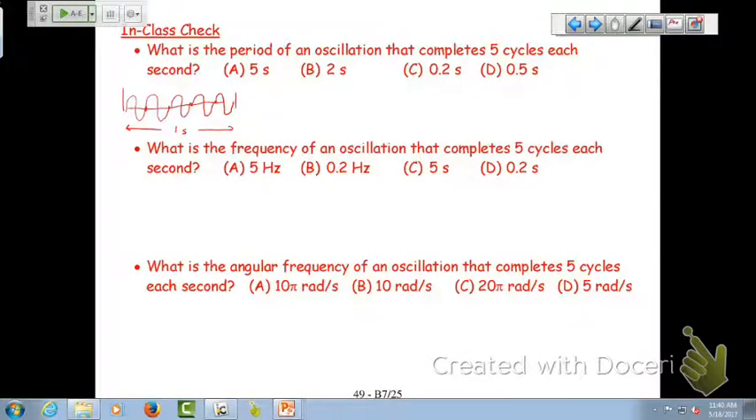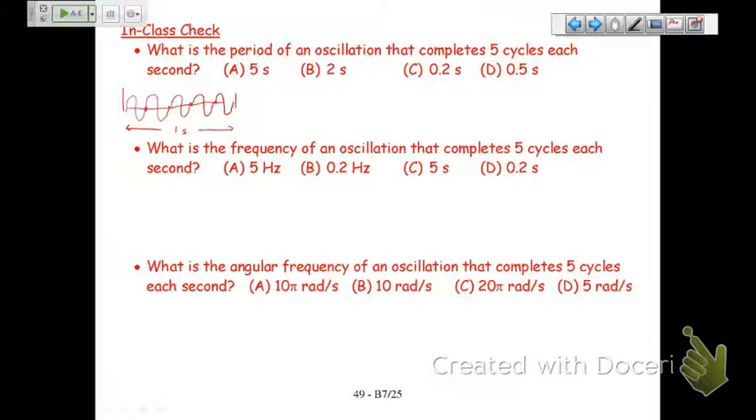If it takes 1 second for 5 of them, one of them must take 1/5. And we can remember that. So the period equals the time for 1 cycle, which is basically 0.2 seconds. So it's C that is the answer.